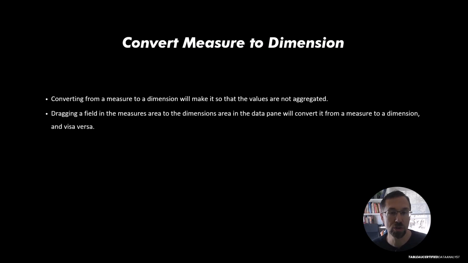Now, how do you actually do this? One way is to drag the field from the measures area in the data pane to the dimensions area, or vice versa, and that would do the conversion. You could just physically click and then move the field over, or you could right-click and change it as well. We'll see that during the demo.